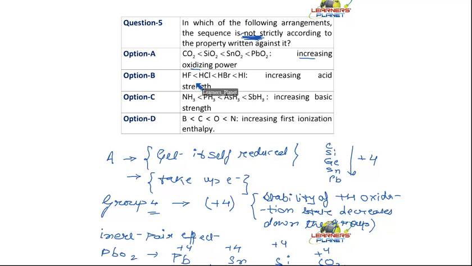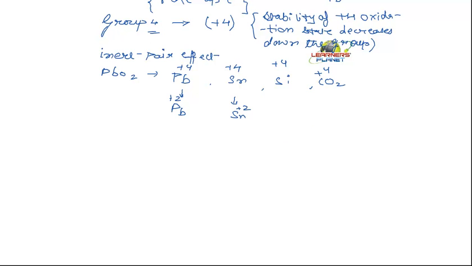Now the next is HF, HCl, HBr, HI, increasing acid strength. According to this, the most acidic is HI. Is it correct? It is HF less than HCl, less than HBr and less than HI. So students, they belong to group 7. And what are the elements of group 7? Fluorine, chlorine, bromine, iodine and astatine. What happens down the group? The size increases.